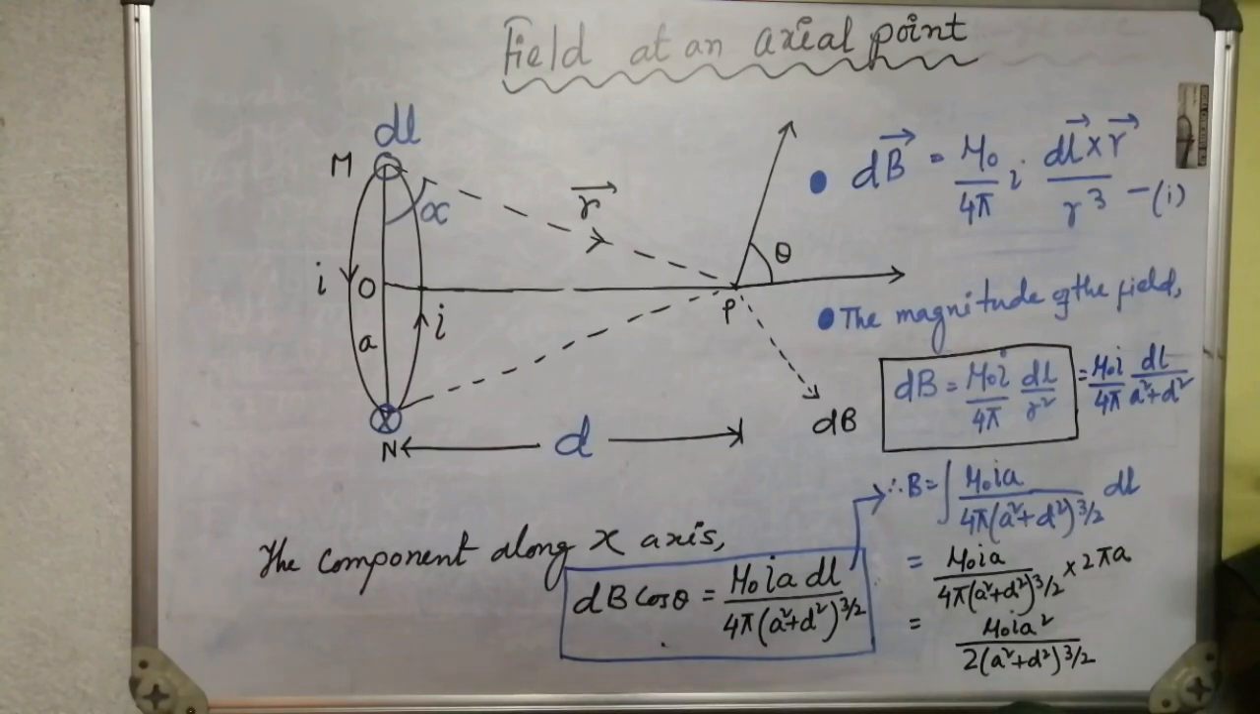The resultant field at P can therefore be obtained by integrating the right hand side of equation 1. What was equation 1? dB cos theta is equal to mu naught I A dl divided by 4 pi into A square plus D square to the power 3 by 2. From that equation, as I told earlier, we can find the equation of B.